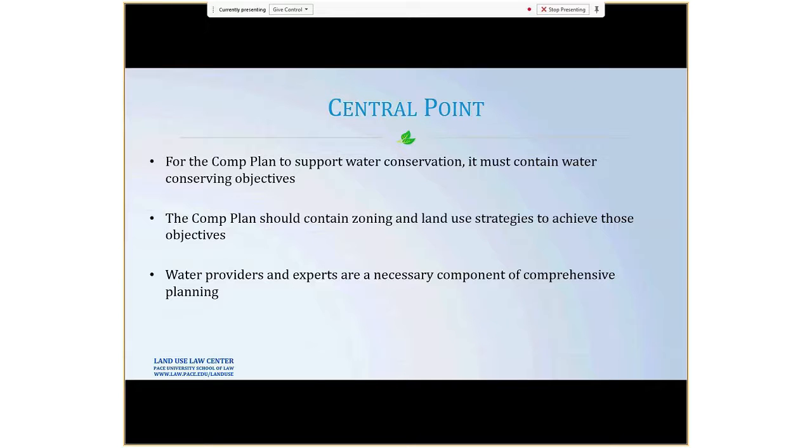Next slide. So the critical point for us today is that for the comprehensive plan to support water conservation, it must contain water conserving objectives. The comprehensive plan should contain zoning and land use strategies to achieve those objectives. Such strategies can reduce per capita per day water consumption from over 200 gallons per day to under 100 gallons per day per capita if they're done appropriately and strategically. Water providers and experts are a necessary component of this comprehensive planning, particularly in a water scarce, rapidly growing state like Colorado. Next slide.